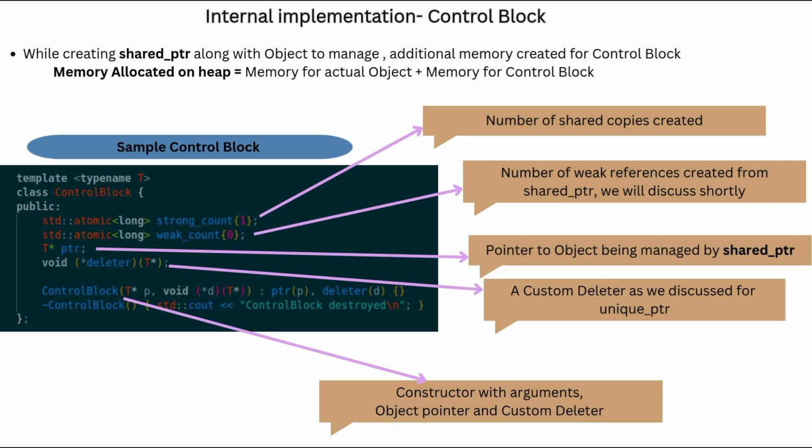Whenever you create an object using the shared pointer, two things happen. One is the memory for that object is created, and also memory for a control block. You can see the control block looks like this. It has a strong count. Strong count means how many shared copies are created for the shared pointer. It will maintain that in the strong count, and weak count we will discuss later when we talk about weak pointers or weak references.